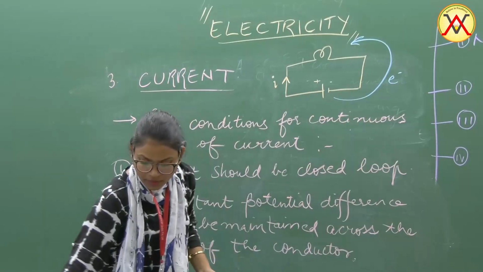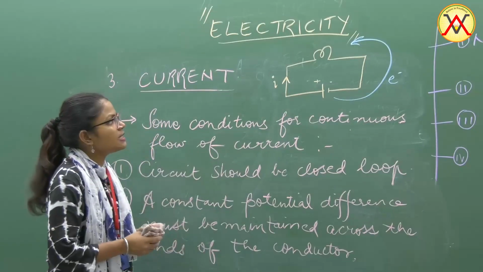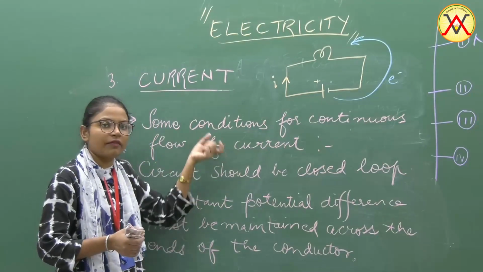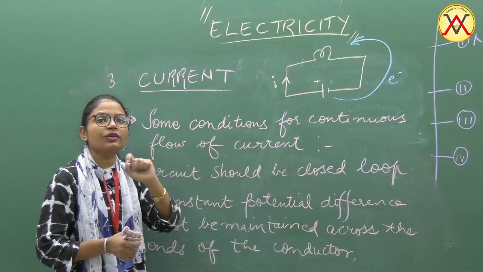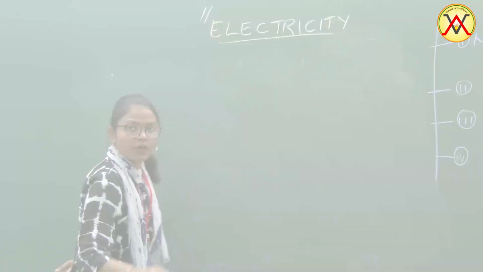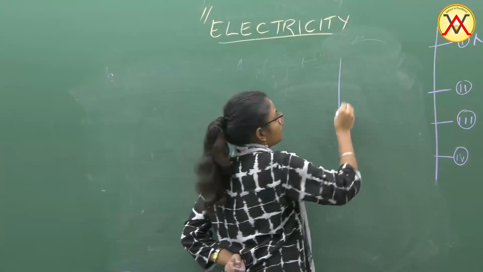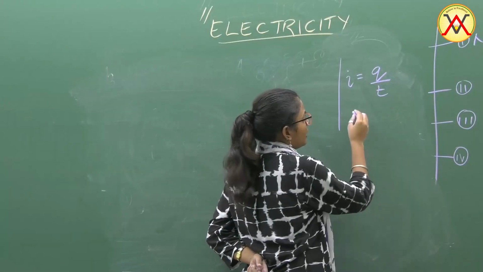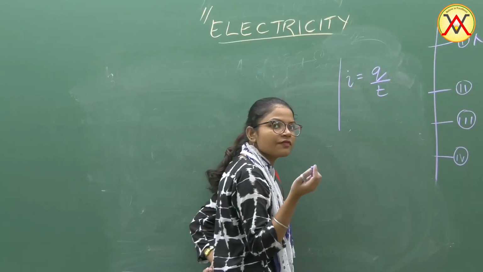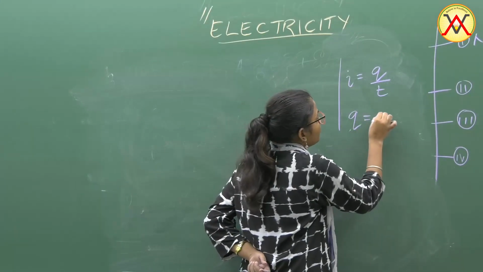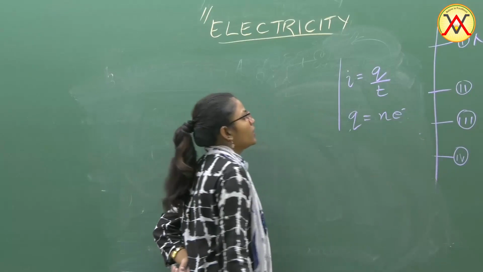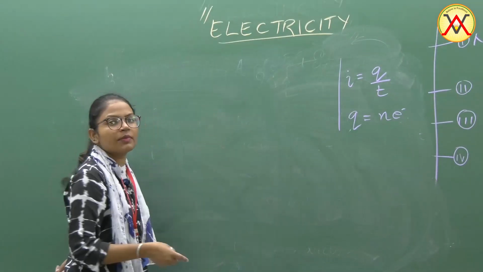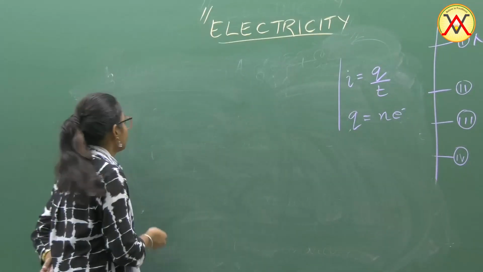Okay? Fine. Let us discuss a few questions based on our formula I equals Q by T. Formula will be using I equals Q by T, and initially in the properties of charges we have already written Q equals N e. These two formulas will be using in these questions.